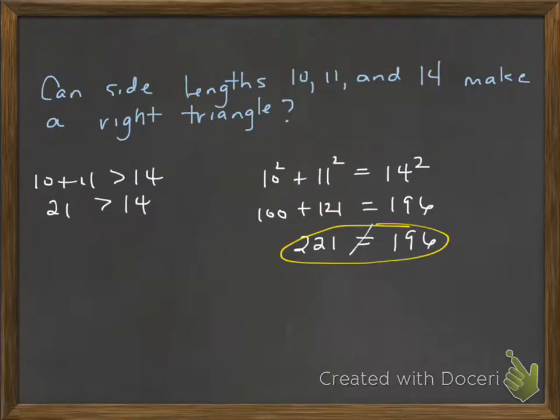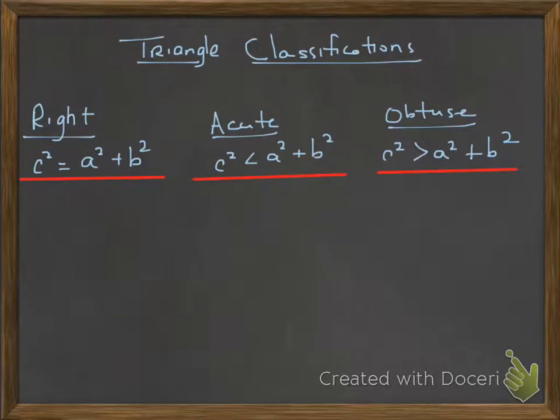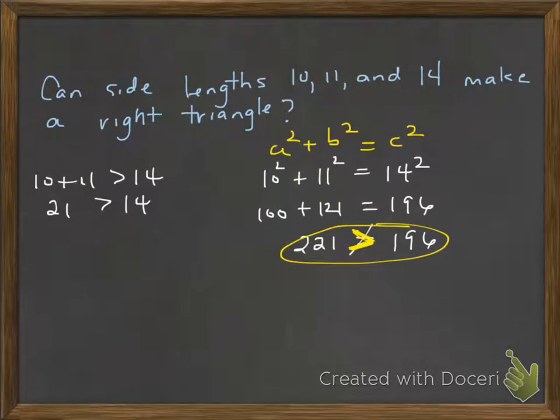If you look here, here's my a squared plus b squared equals c squared, right? Well, 221 is greater than 196. So what does that mean to us? Well, here our a squared plus our b squared is greater than our c squared. That means that this triangle right here is representing an acute triangle.